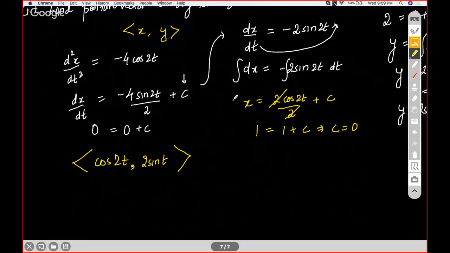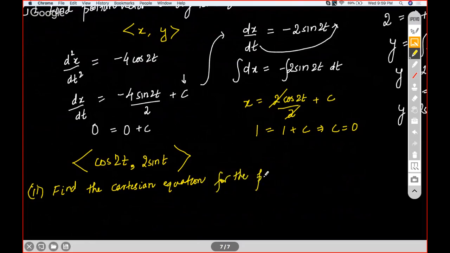Next part of the question is find the Cartesian equation of the path and identify the conic on which P moves. Find the Cartesian equation for the path and identify the conic on which the particle moves.